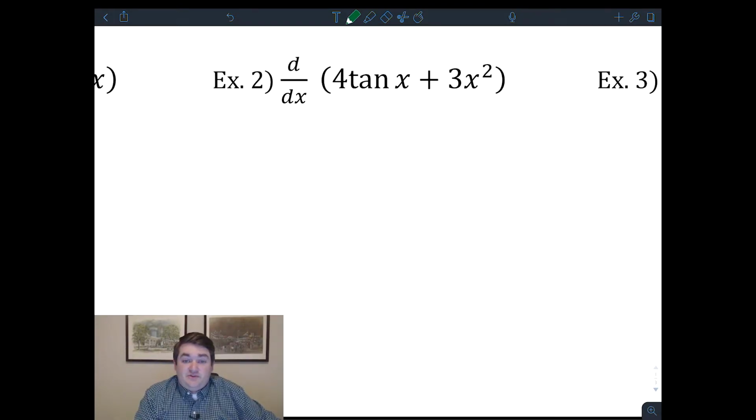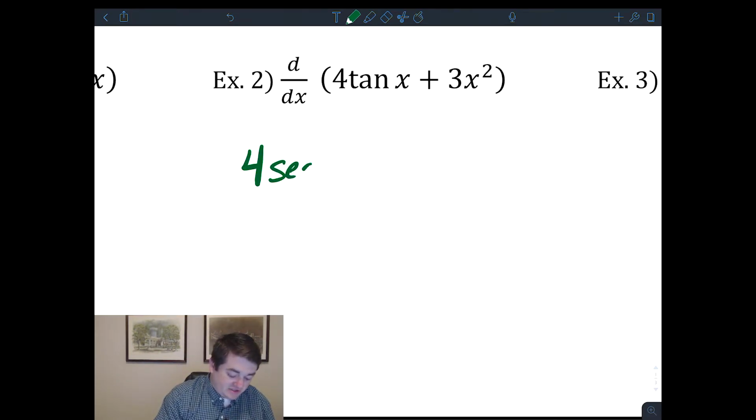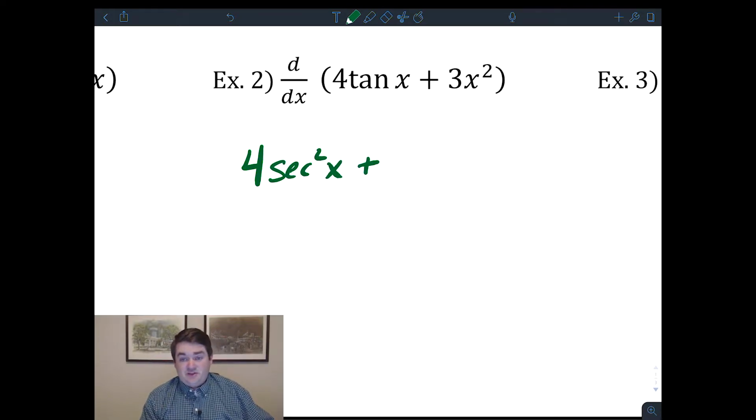Example 2, find the derivative of 4 tangent x plus 3x squared. Again, piece by piece. The derivative of 4 tangent x, just like with polynomials in the power rule, a coefficient is going to remain in your derivative. So the derivative of 4 tangent x is 4 secant squared x plus the derivative of 3x squared, using the power rule, is 6x.